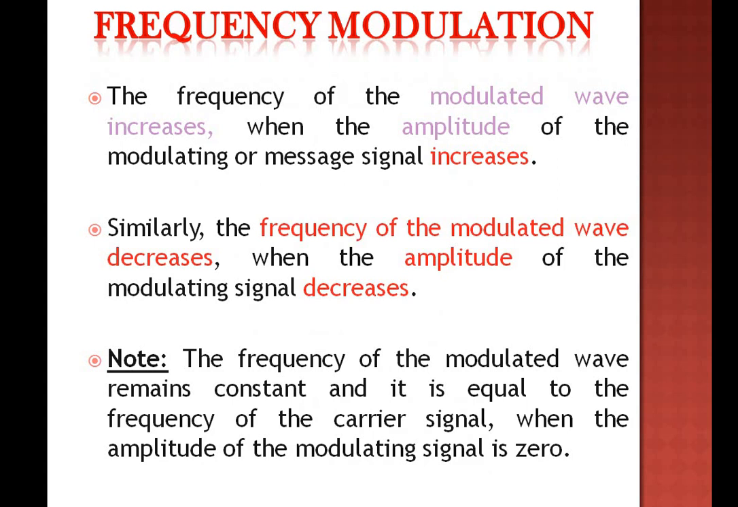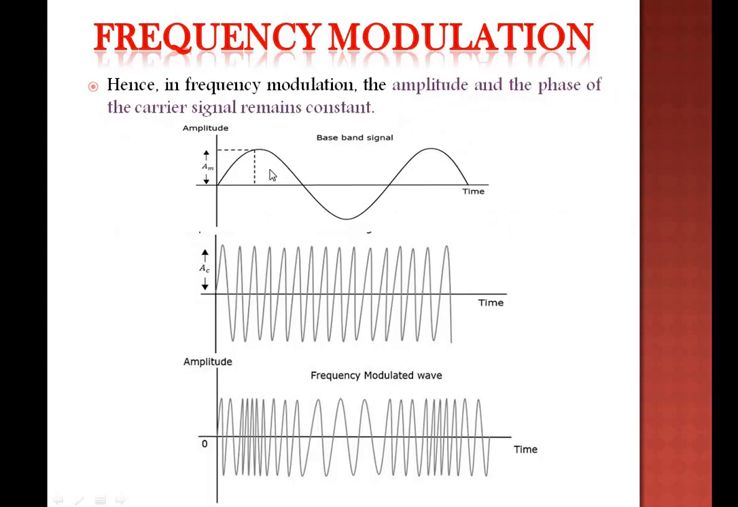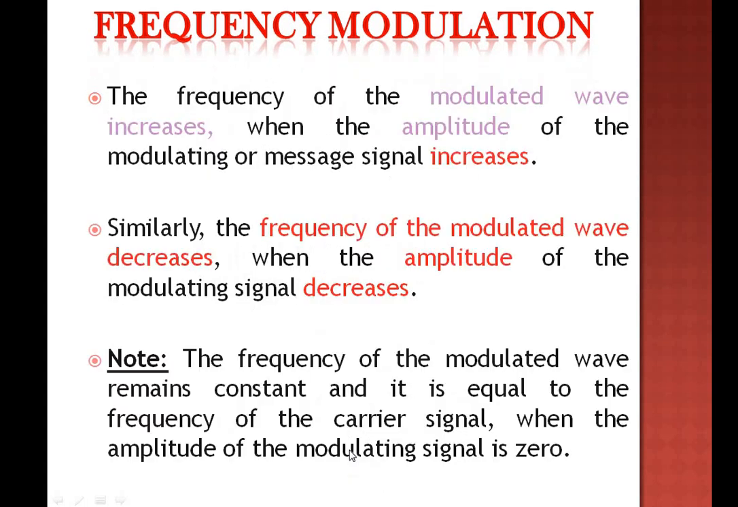Okay. Now see, as we have said, the frequency of the modulated wave increases when the amplitude of the modulating or message signal also increases. Isn't it? When you see here it is increasing, then the frequency is also increasing. When the amplitude is decreasing, the frequency is also decreasing. Similarly, the frequency of the modulated wave decreases when the amplitude of your modulating signal also decreases.